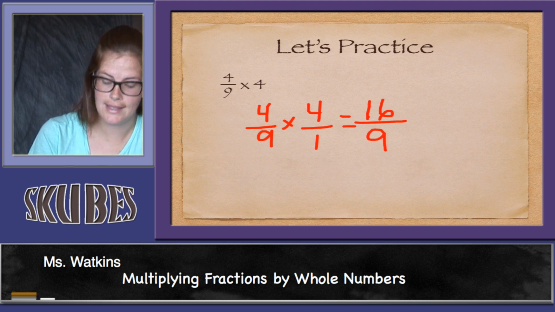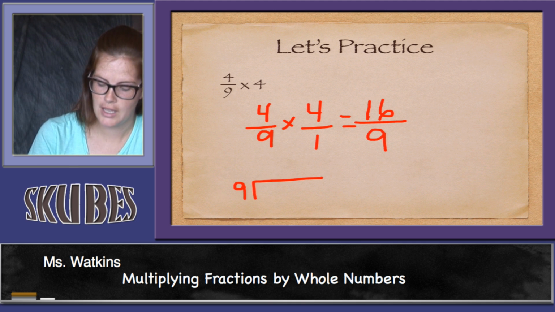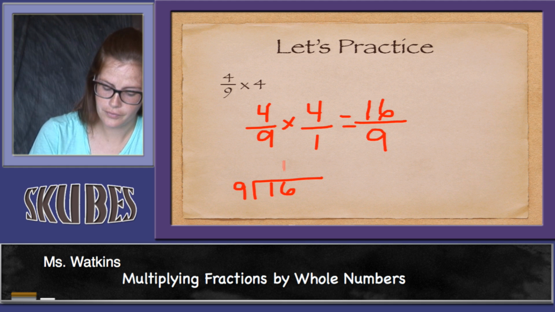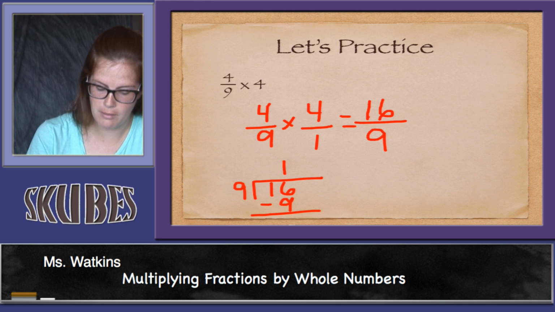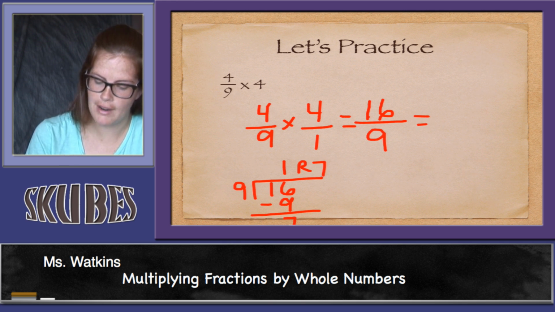And to rewrite this as a mixed number, I would do 9 will go into 16 one time. 1 times 9 equals 9. And then when I subtract 16 minus 9, I get a remainder of 7. So I could also rewrite this as 1 7/9.